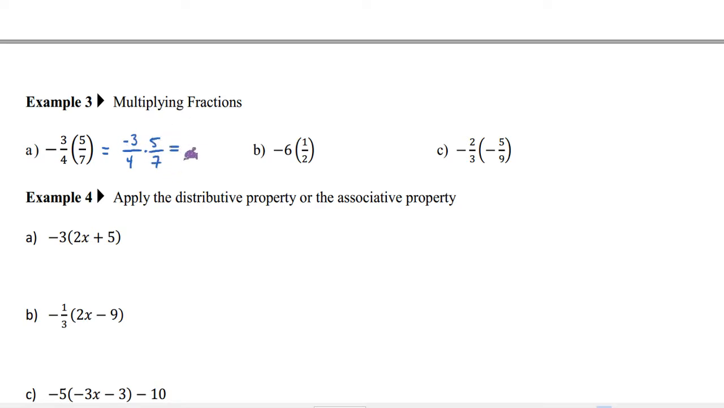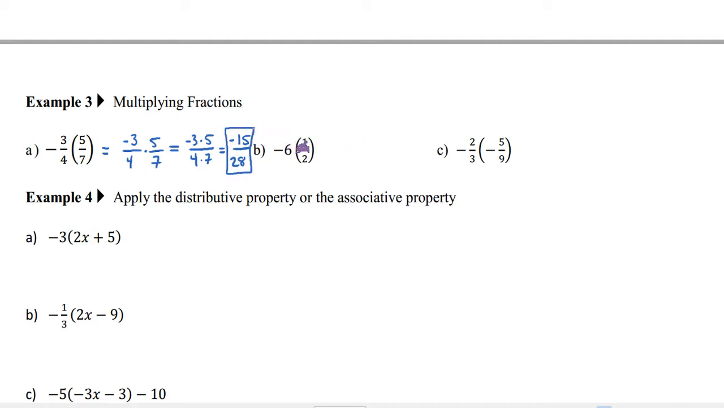Like this. Okay, and now we'll just multiply the numerators. So negative 3 times 5 over 4 times 7. So you have negative 15 over 4 times 7 is 28.